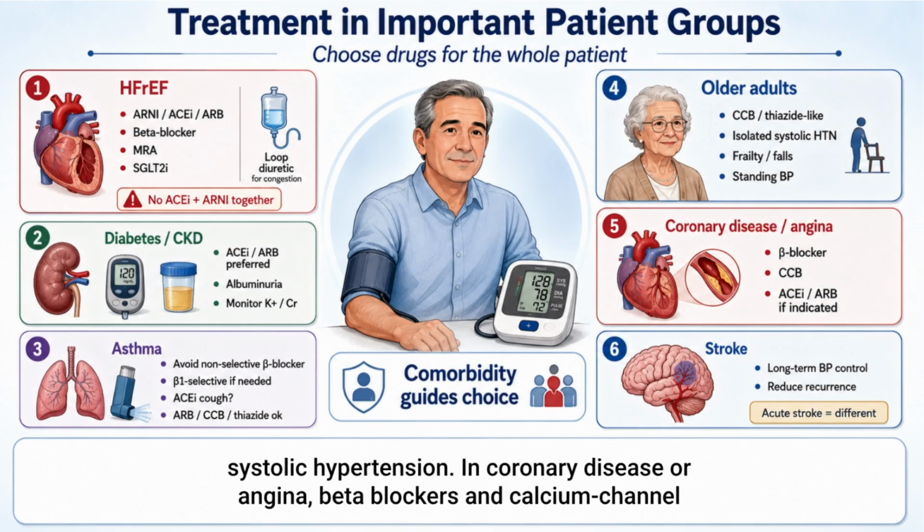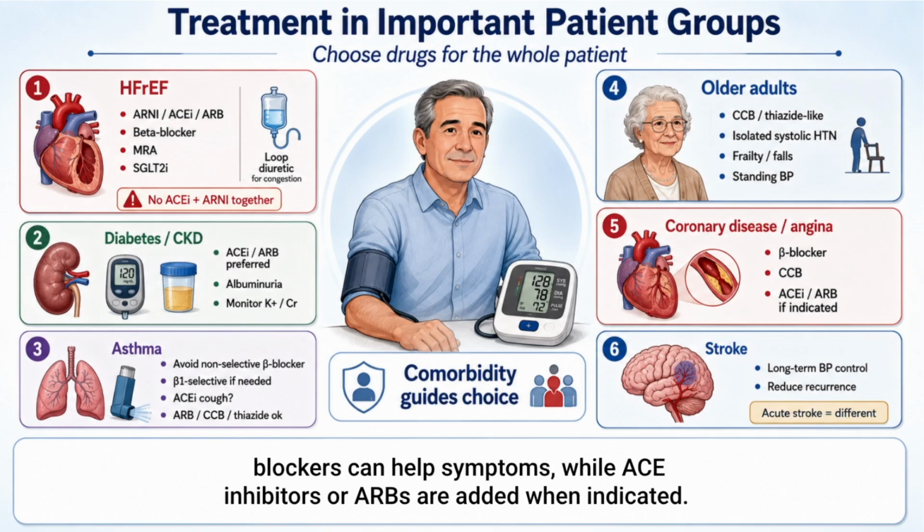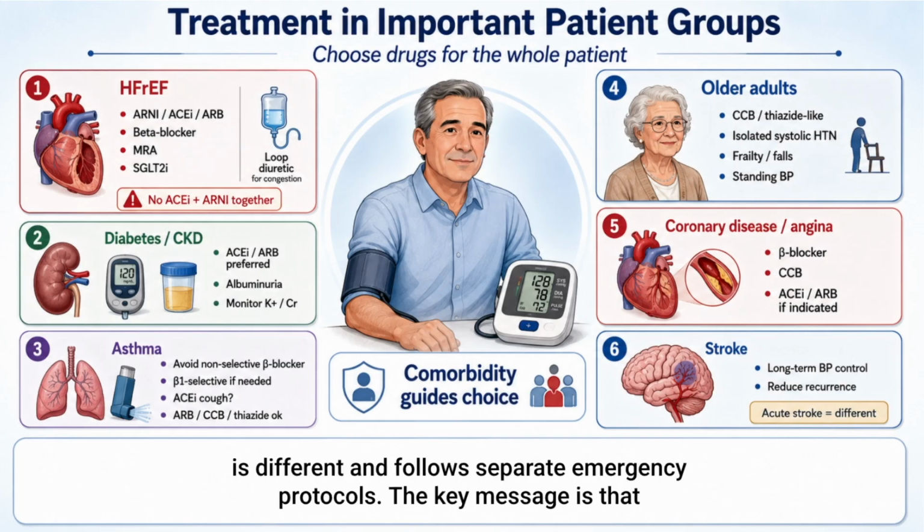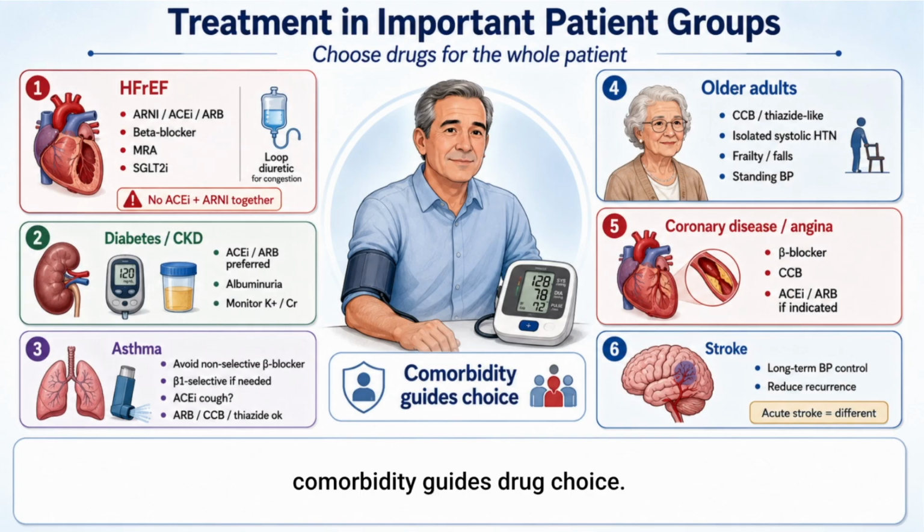In coronary disease or angina, beta blockers and calcium channel blockers can help symptoms, while ACE inhibitors or ARBs are added when indicated. After stroke, long-term blood pressure control reduces recurrence, but acute stroke is different and follows separate emergency protocols. The key message is that comorbidity guides drug choice.